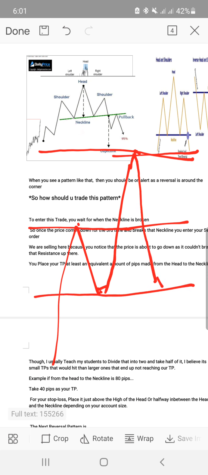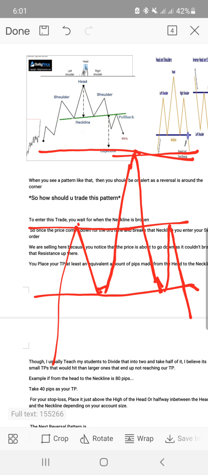and this our neckline is our support. Came back to this neckline, right? And came back to this resistance and couldn't break it and came down finally and broke the neckline. This is an example for head and shoulder pattern, right?